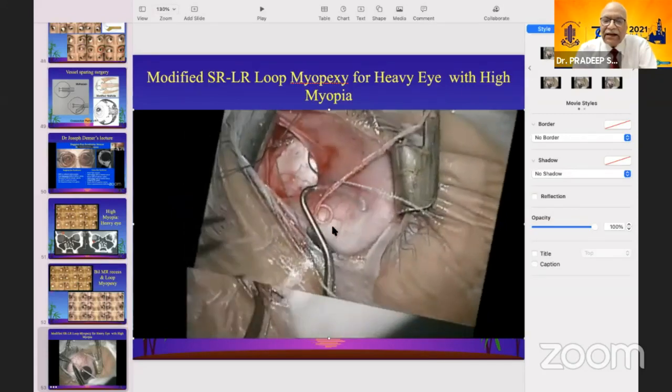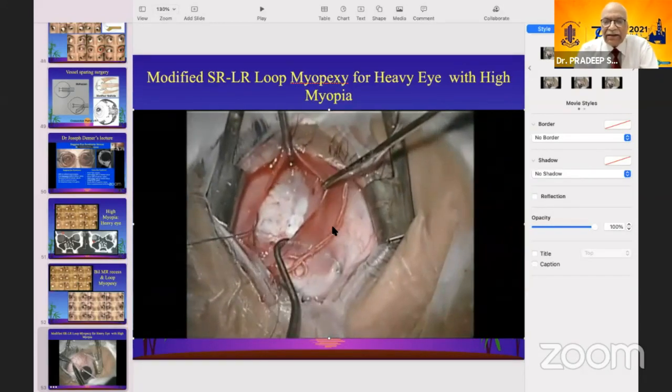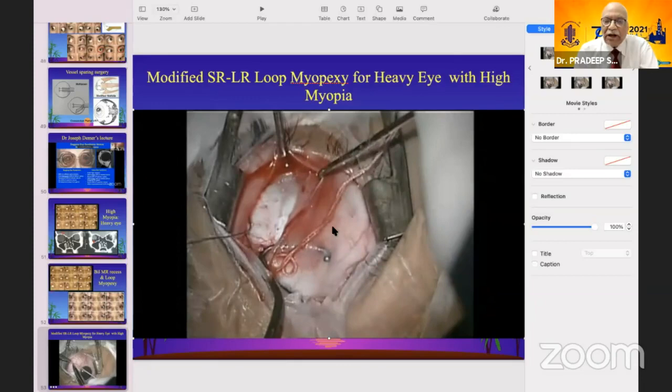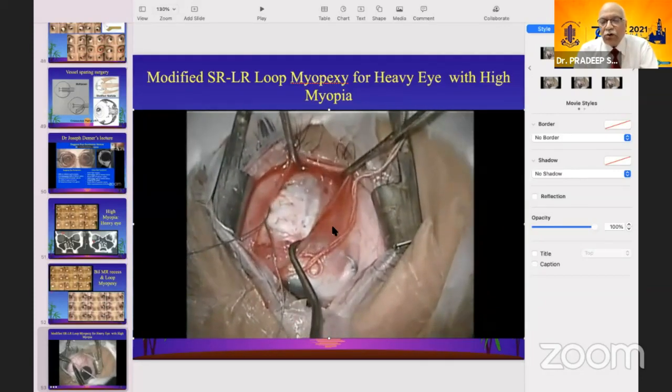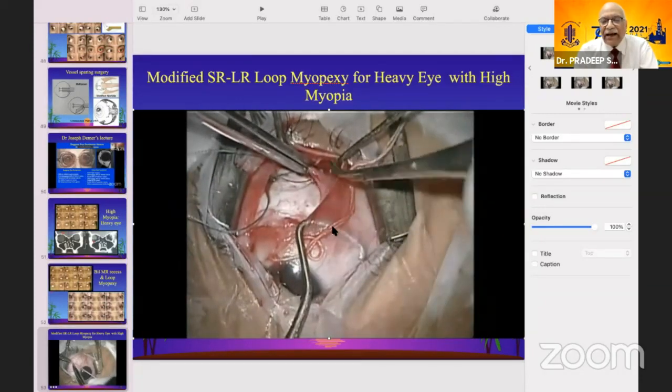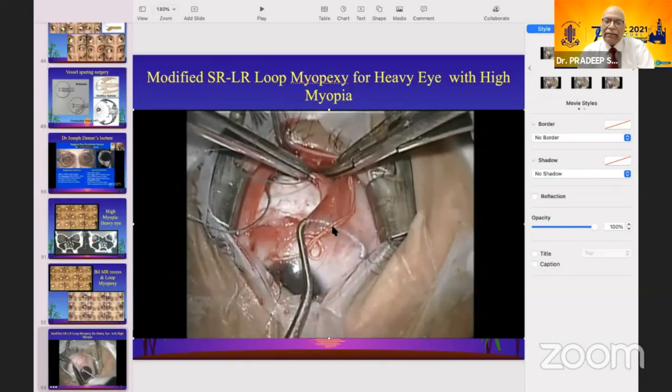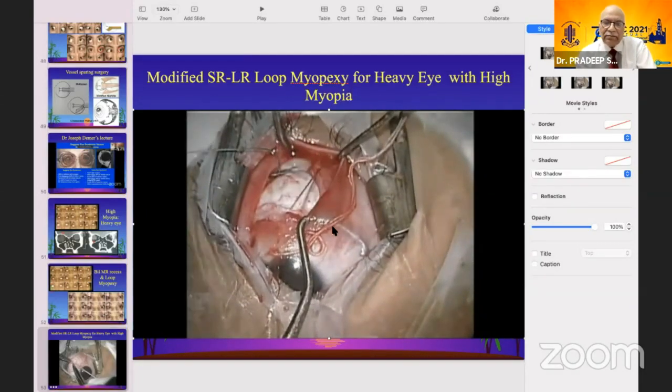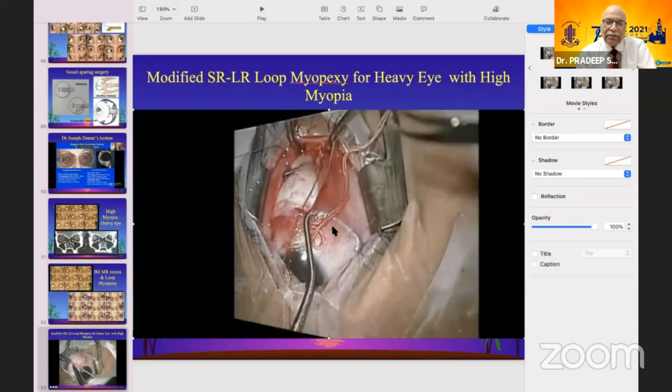Once this is done, I will pass it into the lateral rectus. The lateral rectus is relatively easier to maneuver. So you can pass these two sutures back into the lateral rectus and then tighten your sutures this way.